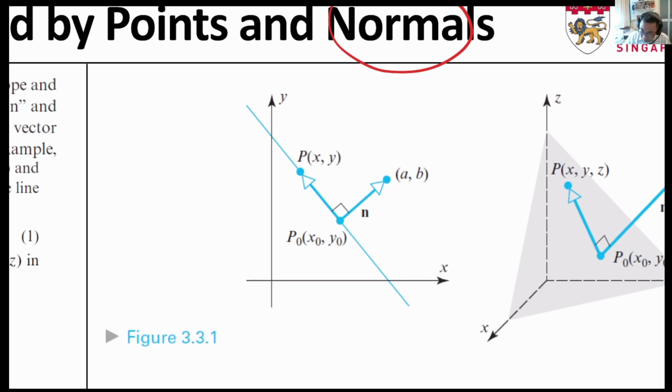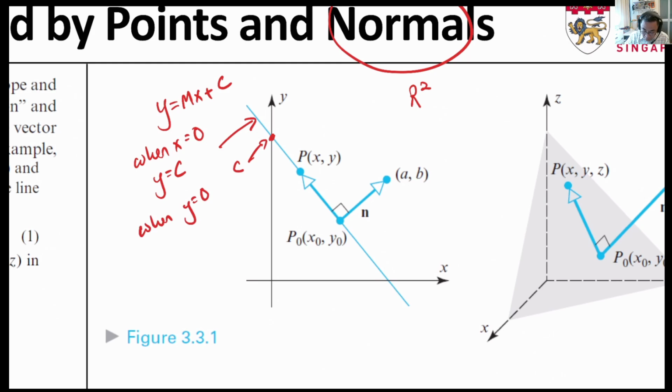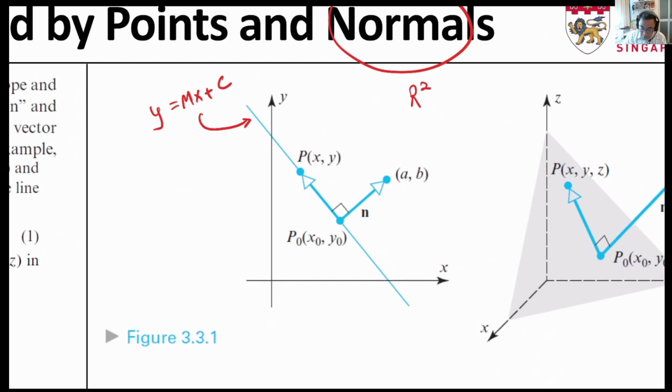We begin with this example in R2, where we have a line y equals mx plus c. When x is equal to 0, y is equal to c, and this is the value here, c. When y is equal to 0, mx equals minus c, therefore x equals minus c over m, which is the point here. In this case, the slope is sloping towards the left, and therefore m is a negative value for this example. So this is the typical way we express y.